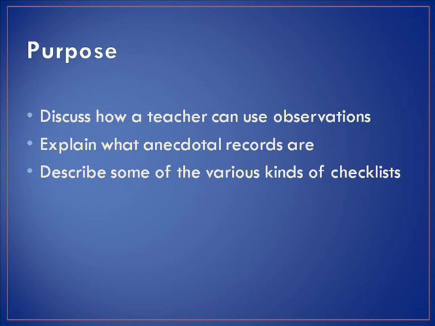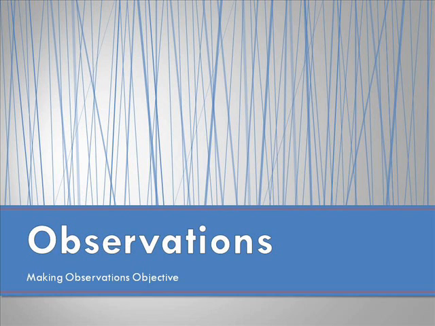The purpose of this mini-lecture is to discuss how a teacher can use observations, explain what anecdotal records are, and to describe some of the various kinds of checklists used in assessment. Direct observation is an essential part of any reading program, and it is especially helpful in diagnosing reading strengths and needs. Classroom-centered observations assist teachers in making instructional decisions and help parents and students better understand student achievement.